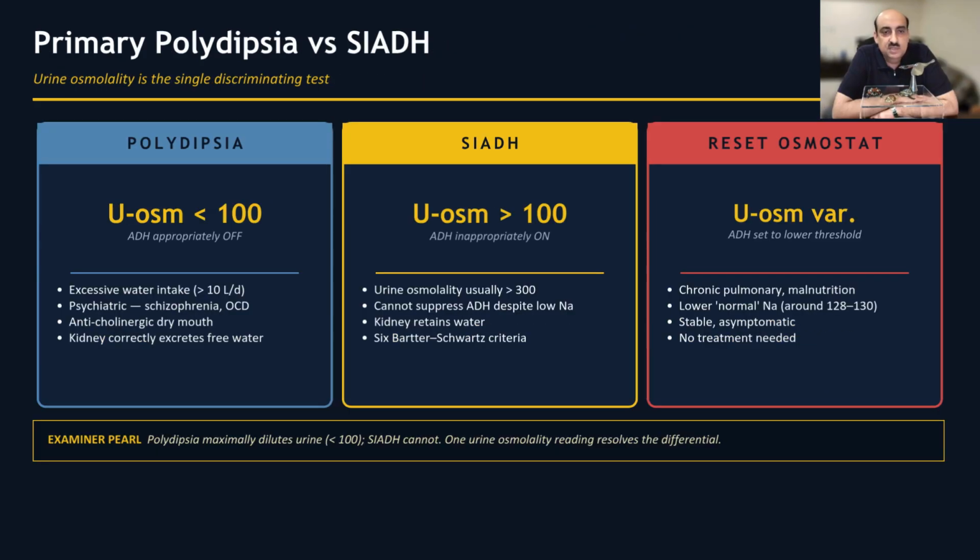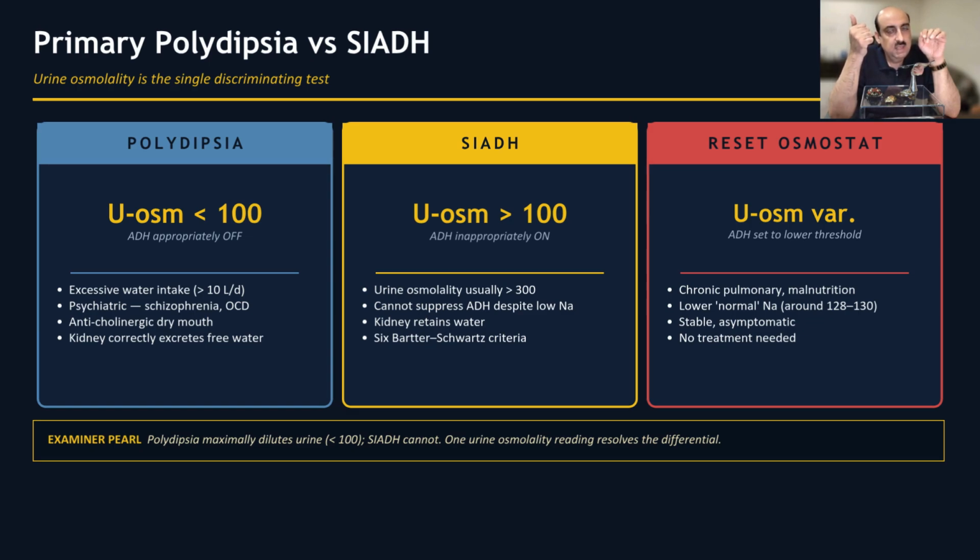Primary polydipsia versus SIADH. These are the two euvolemic conditions of hyponatremia. So the single most discriminatory test is urine osmolality. In primary polydipsia, the patient drinks excessive water so that the kidneys have to excrete sometimes like 10 liters per day. Now in this situation, ADH will be appropriately suppressed because the body wants to get rid of the excess water. So if that is the case, what will happen?